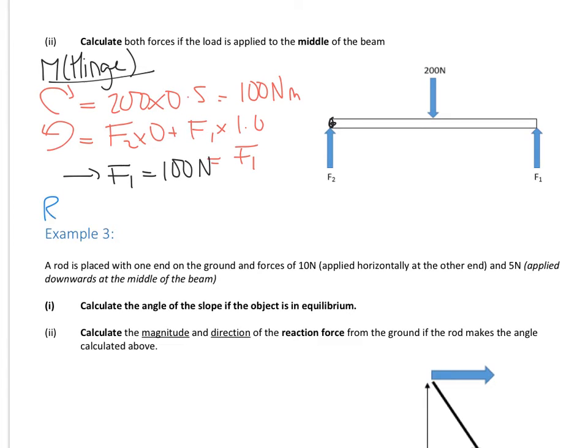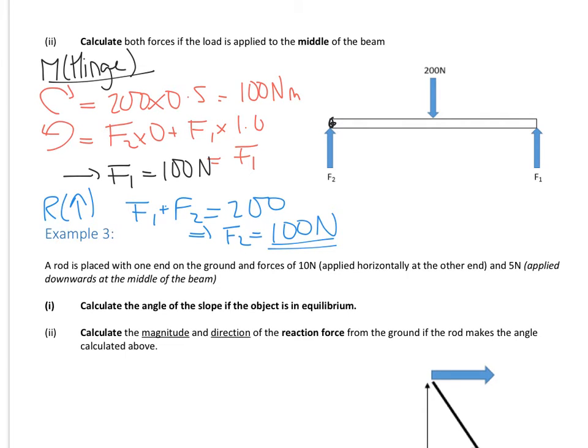If we resolve in the vertical direction, we know that F1 plus F2 is going to equal 200 to be in equilibrium, so that gives us F2 of 100 newtons as well. So when we apply the load to the middle of the beam, essentially the force is shared between the two supporting locations like this.